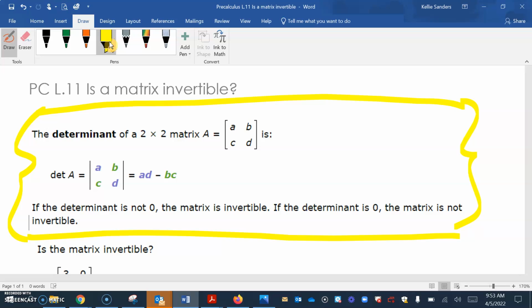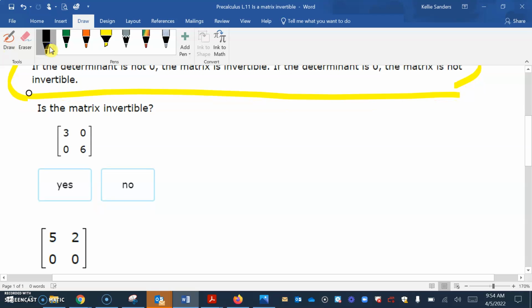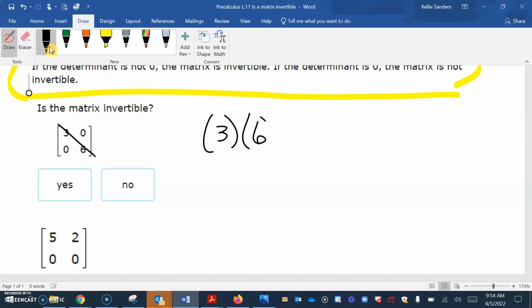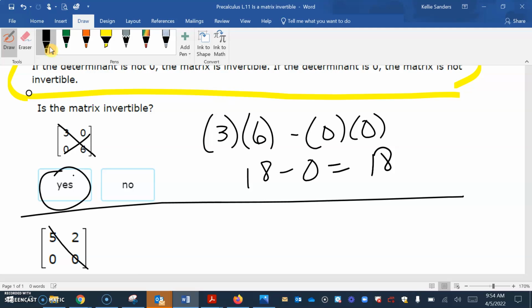And if you get anything other than 0, whether it be positive or negative, the answer is going to be yes, it is invertible. So we're going to scroll down and we are going to find the determinant, and we're going to do 3 times 6 minus 0 times 0, which is 18 minus 0, which is 18. This is not 0, so yes, it is invertible.